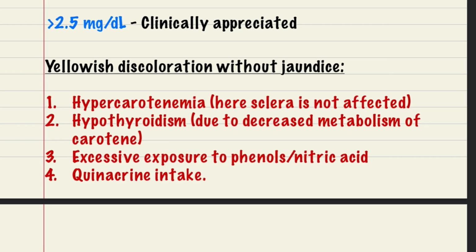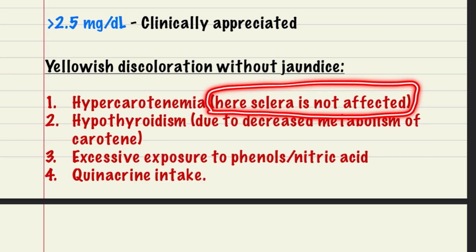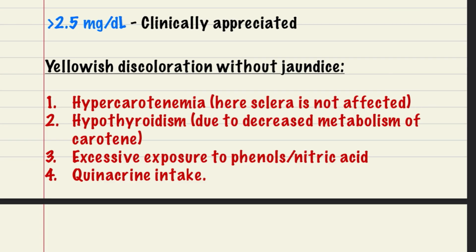carotenoids, and there is no affected sclera, because the sclera or the conjunctiva, as I said, is having high elastin tissues, but the beta carotenoids which are increased in the blood are not having the affinity for the elastin tissues. That is why they are not affecting the sclera.